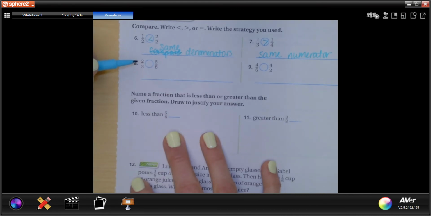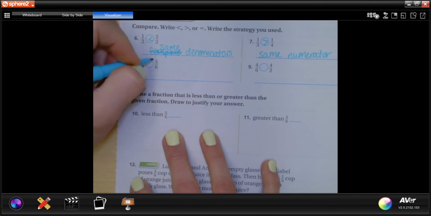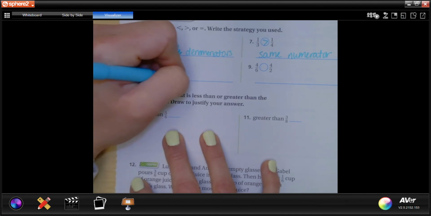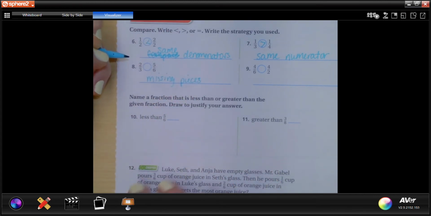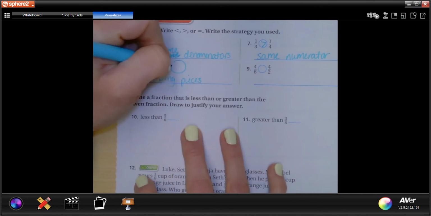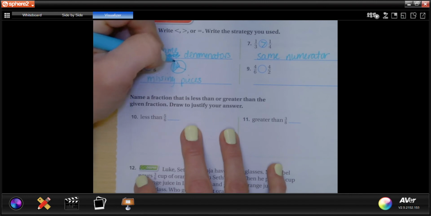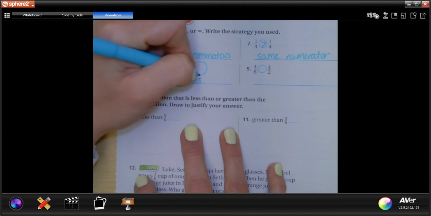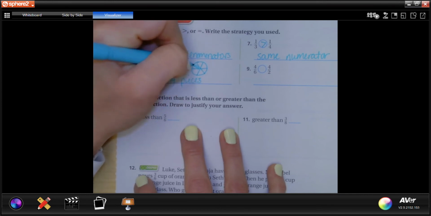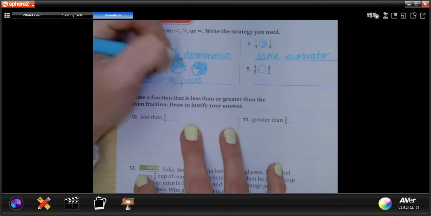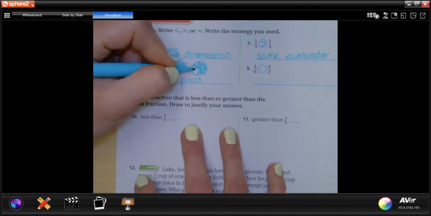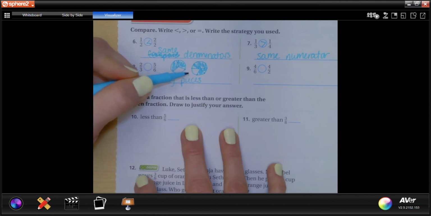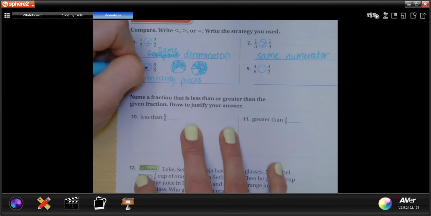Does this have the same numerator for number 8? 2/3 and 5/6, are 2 and 5 the same? No. Can we compare the denominator? No. So we're going to find the missing pieces on this one. We need to make sure that we have equal parts. So 2 out of 3 are shaded, and 5 out of 6. So there's my 5 out of 6 and 2 out of 3. Which one has more shaded? The 5 out of 6, right? So 5/6 is bigger than 2/3.